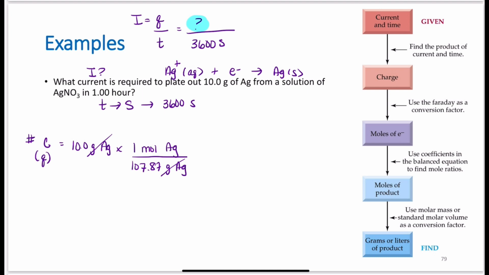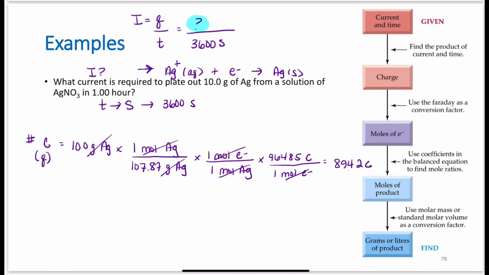Well, I know that based on my balanced equation here, for every 1 mole of silver produced, 1 mole of electrons must be transferred. So 1 mole of electrons, 1 mole of silver. And I know Faraday's constant, 96,485 coulombs is equal to 1 mole of electrons transferred. This gives me 8,942 coulombs. I've got to underline my sig figs there. It does have 3 sig figs.